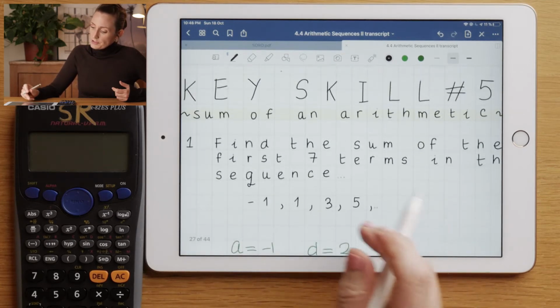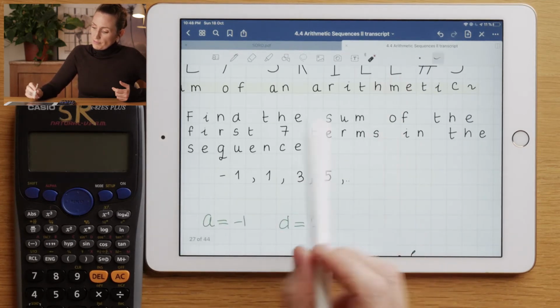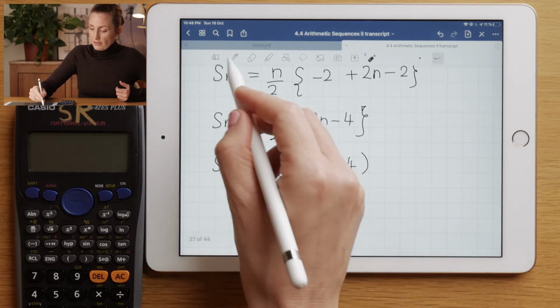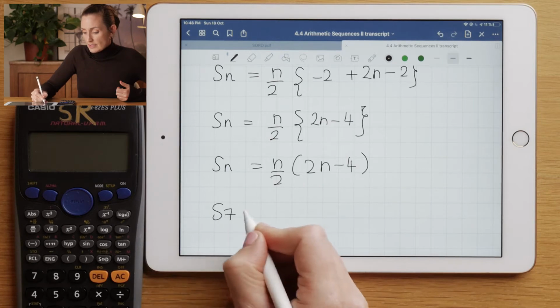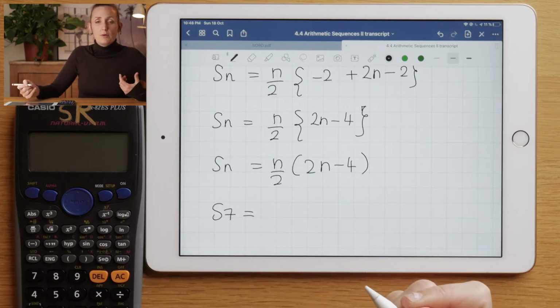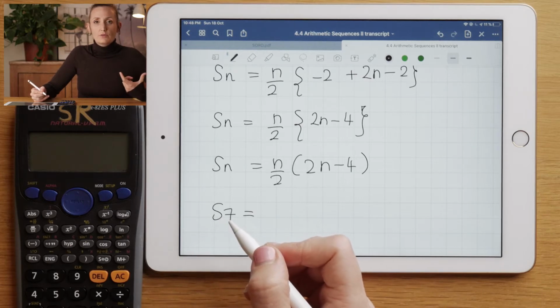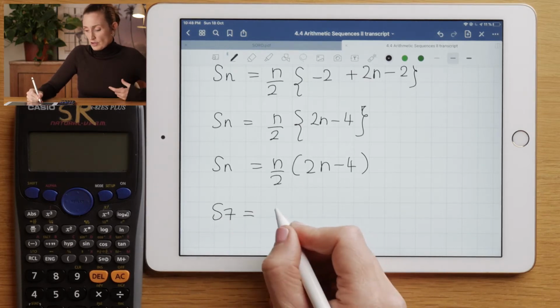Now if I want the sum of the first 7 terms, I'm simply going to replace n with 7. So S7 is the notation I would use to explain that I've worked out the answer when I plus together the first 7 terms in the sequence.